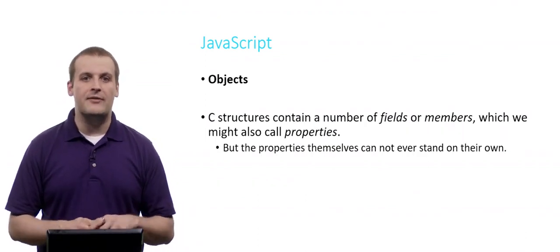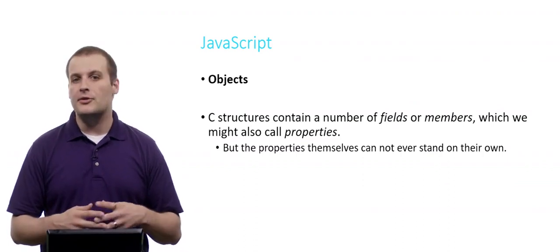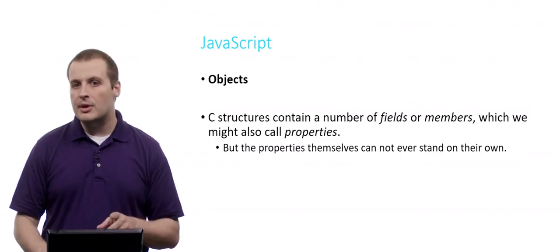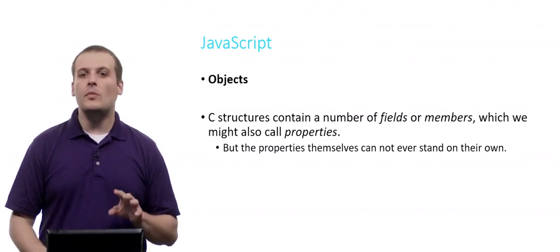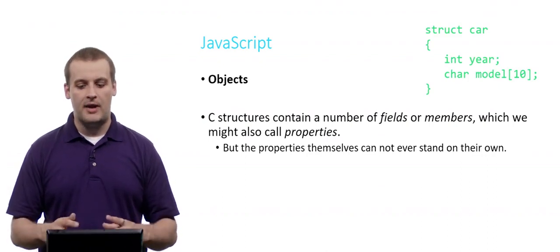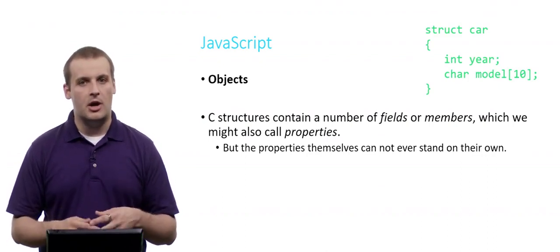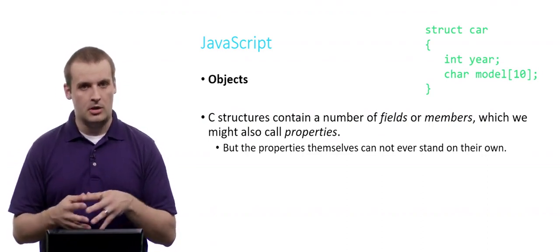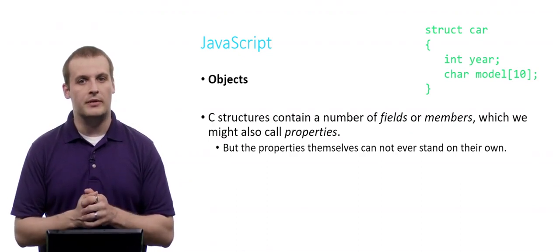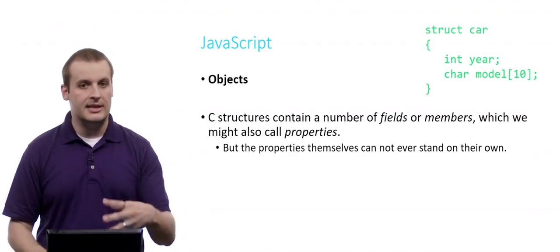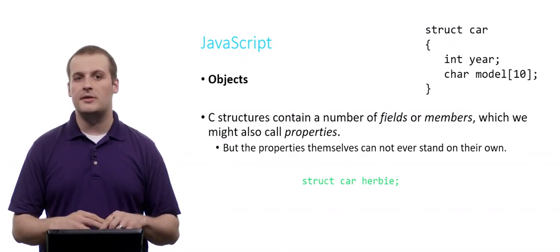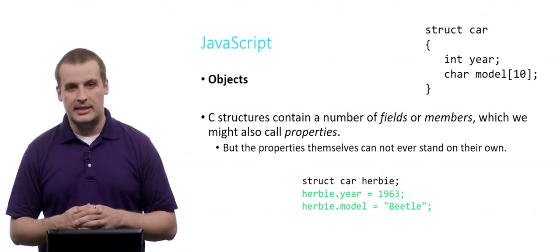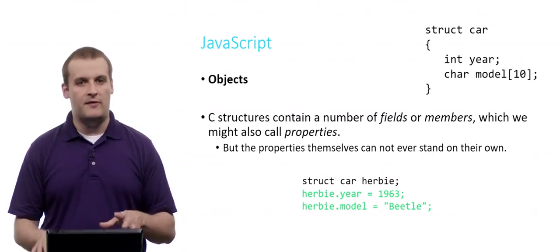An object is really similar in spirit to a structure that we are familiar with, hopefully, from C. Now in C, structures can have a number of different fields or members. Another term for those that we see commonly in object-oriented programming are properties. But those properties or fields or members, just like in C, can never stand on their own. So for example, if we define the structure for a car like this, struct car, and inside of that there are two different fields or members, int year and char model 10, so a 10-character string that we can use to store the car's model, we can do things like this. We can say struct car Herbie, which declares a variable of type struct car named Herbie. And then we can say Herbie.year equals 1963, Herbie.model equals Beetle. That's totally fine. That's valid C.